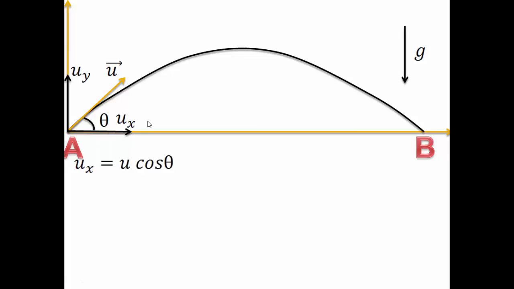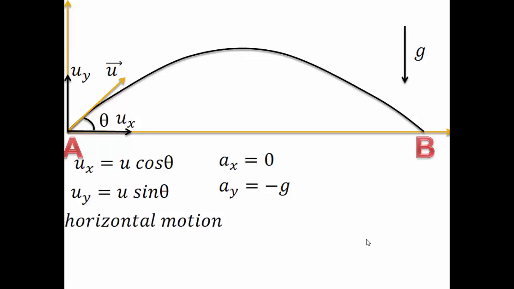Now, ux will be equal to u cos theta, since the angle theta is with the x-axis, so the x component will be the cos component. So, uy will be u sin theta. Since we have established that acceleration is only due to gravity, the horizontal component of acceleration will be 0, since gravity acts only vertically downward, and ay, the acceleration due to gravity along the y-axis, will be equal to minus g, as gravity acts in the negative y direction.